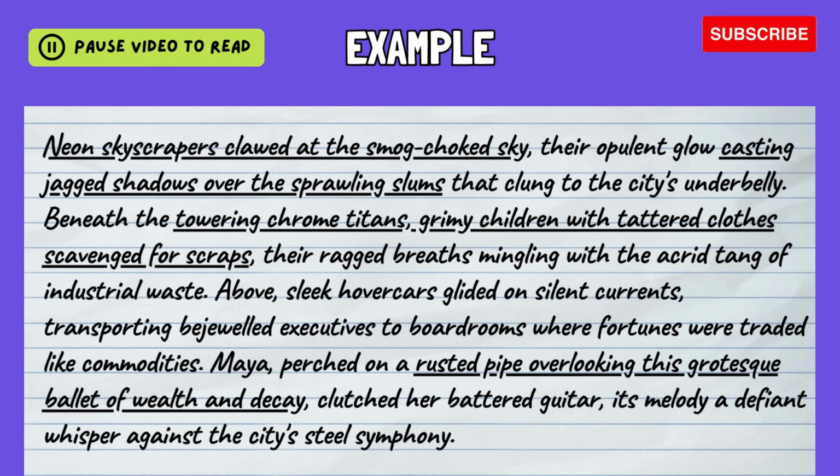This example showcases how highlighting contrasts and conflicts can elevate your setting from mere scenery to a powerful source of tension and meaning. Here, the clash between the opulent skyscrapers and the squalid slums visually embodies the city's stark social and economic divide. The grimy children and acrid waste paint a picture of harsh reality, while the sleek hovercars and bejeweled executives represent the privileged elite. By emphasizing these contrasts and conflicts, the author transforms the setting into a dynamic force that drives the narrative and shapes the characters' struggles.